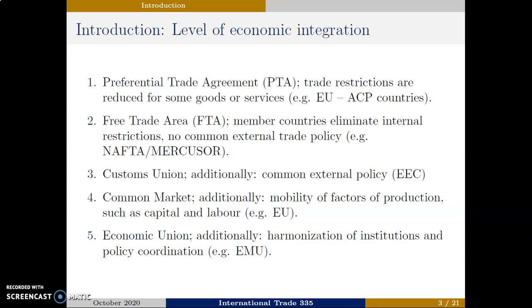Finally, to fully integrate economically, countries must also add harmonization of institutions and have policy coordination. The European Single Market Union is an example of such integrated policy.